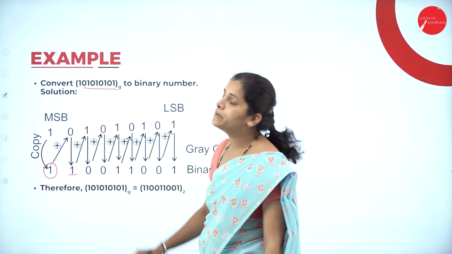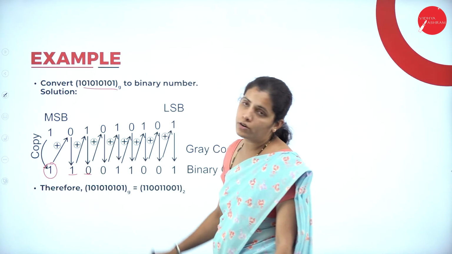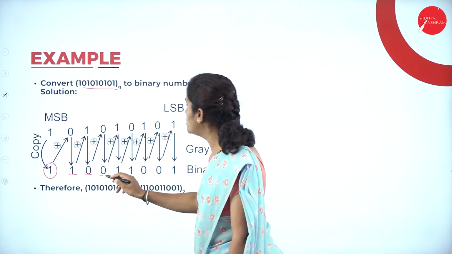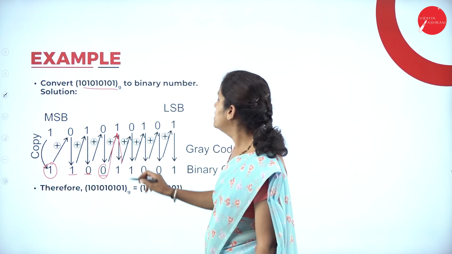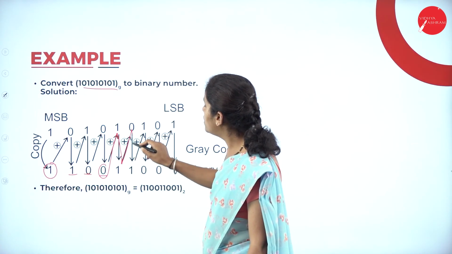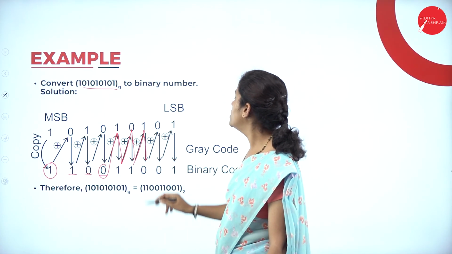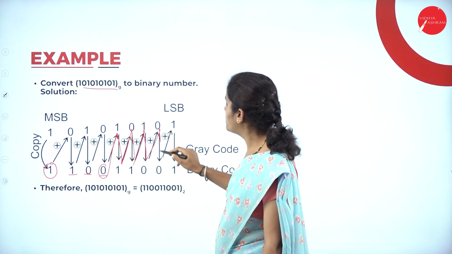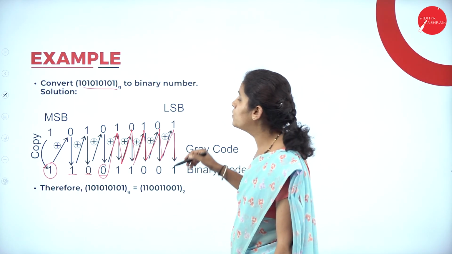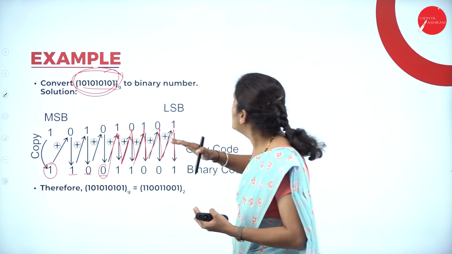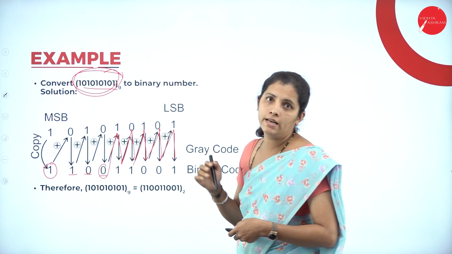1 is XORed with 1, I'm going to get the result 0. Here 0 is XORed with 0, I'm going to get 0. Then 0 is XORed with 1, I'm going to get 1. The 1 is XORed with 0, I'm going to get 1. The 1 is XORed with 1, I'm going to get 0. Then 0 is XORed with 0, I'm going to get 0. Then 0 is XORed with 1, I'm going to get 1. So this is the conversion of the given gray code to the binary number.